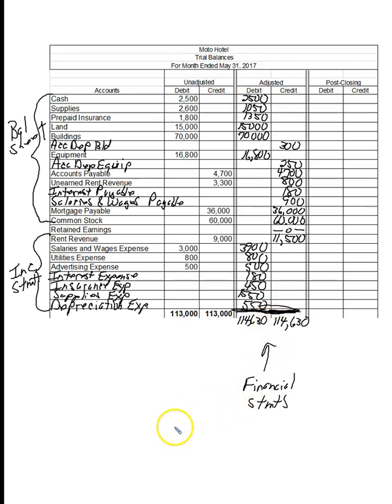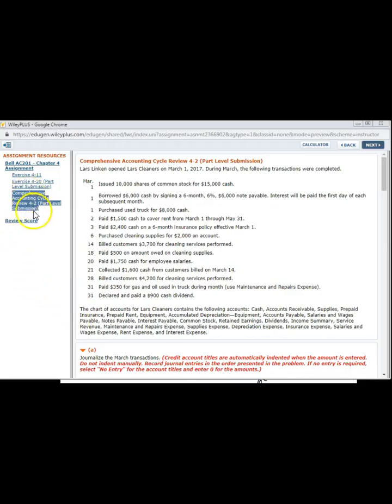Okay, I'm going to stop here. I've got something else to tell you, so don't stop listening to this. But I'm going to stop the demo problem here, and we'll do the financial statements together in class in our next class period. I do want to talk to you about your assignment in Wiley Plus. You're going to do this comprehensive accounting cycle problem. It is the whole accounting cycle.